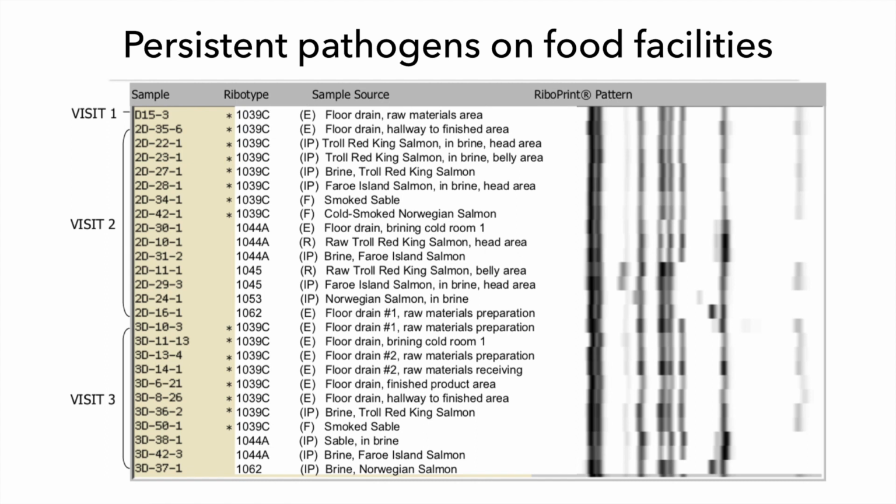For example, this table shows you the results of a study conducted in a smoked seafood facility that was visited multiple times, with 6 weeks in between each visit. Samples taken were analyzed with DNA fingerprinting, and they found the same listeria, 1039C, marked with a star, in drains in all 3 visits, and in finished products in the last 2 visits.